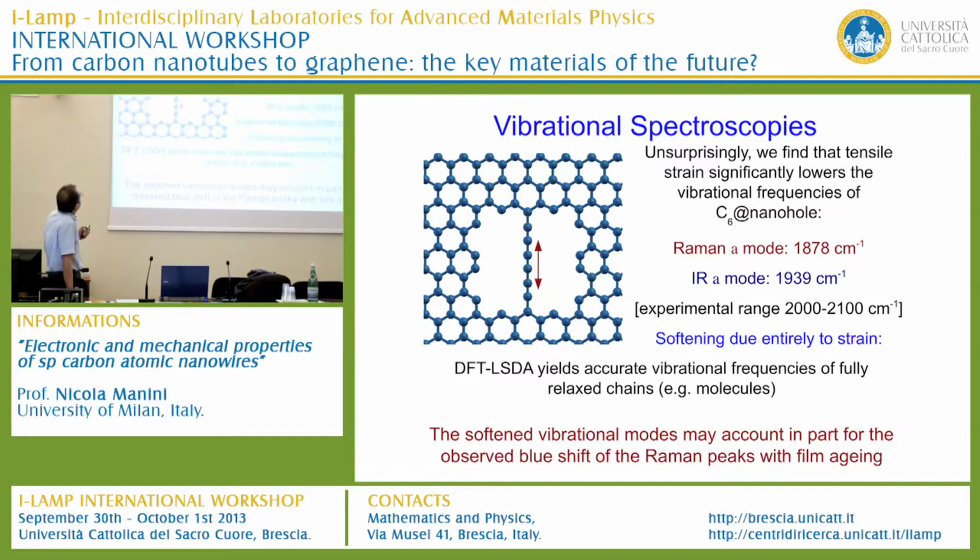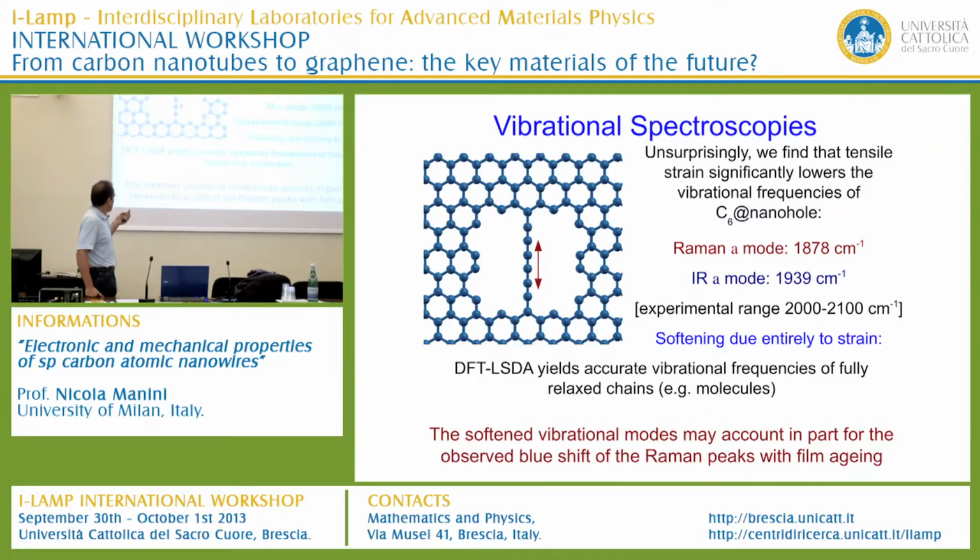So indeed, we could compute the vibrational spectra of the chains. We also computed them in the case where the chains were bound to fullerenes, to other structures, to graphene nanoribbons, and all different possible configurations. So whenever we had the chain completely relaxed, we got vibrational frequencies which were very much in agreement with the experimental ones, around 2,000 centimeters to the -1.